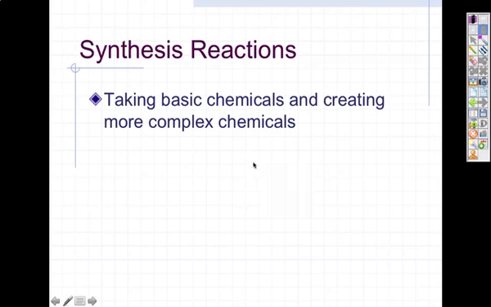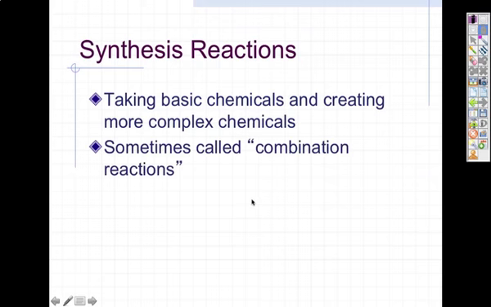Excellent. So, this is where we take basic chemicals and create more complex chemicals, like we did with magnesium and oxygen. We took very simple elements, magnesium and oxygen, combined them, made a more complex one, magnesium oxide. Sometimes these are called combination reactions.